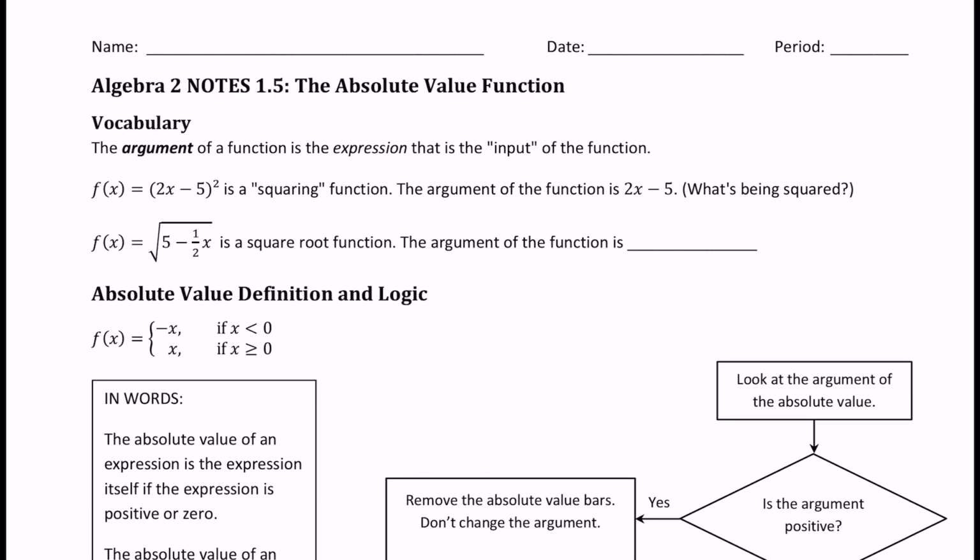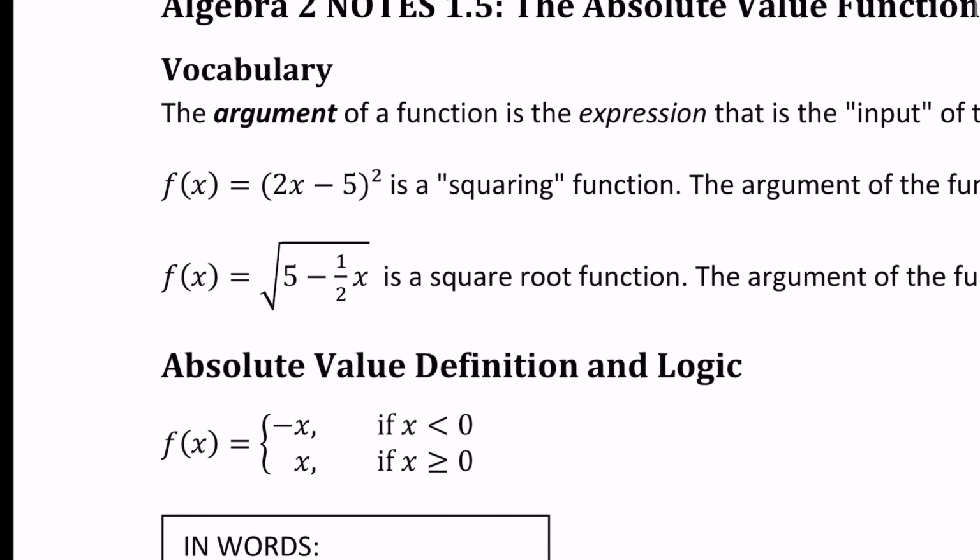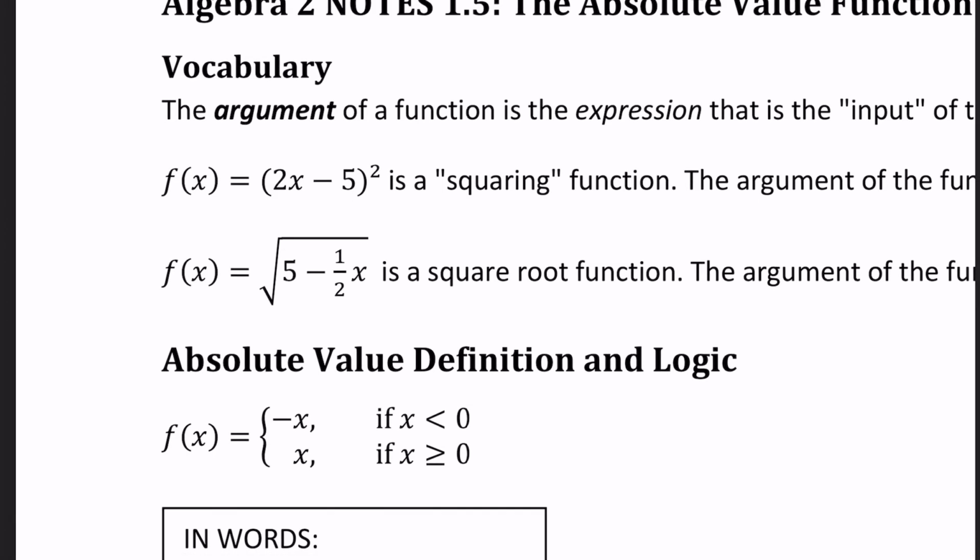So the first thing we've got is some vocabulary, and the first piece of vocabulary is the word argument, and a function's argument is the input of the function. So if I look at this first example, this is a squaring function. It's going to take something and square it. And so this is the type of function, squaring. So what's being squared? So the expression 2x minus 5 is the thing being squared. The 2x minus 5 is the argument of the function.